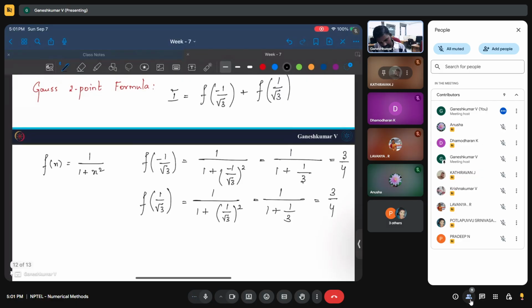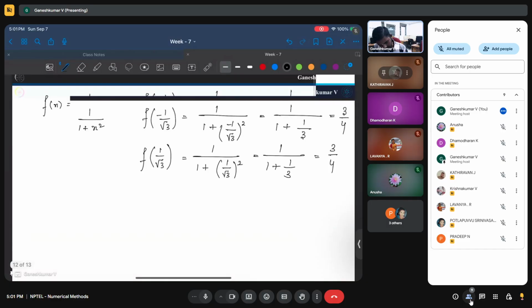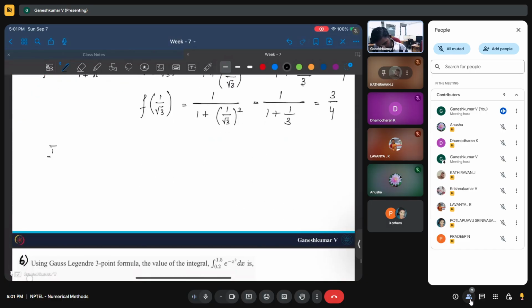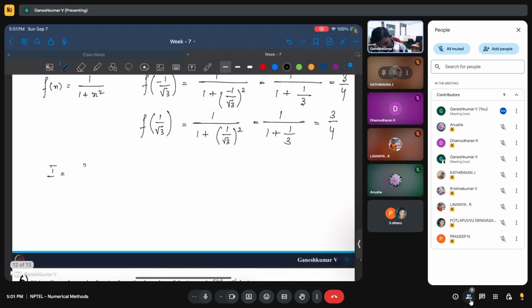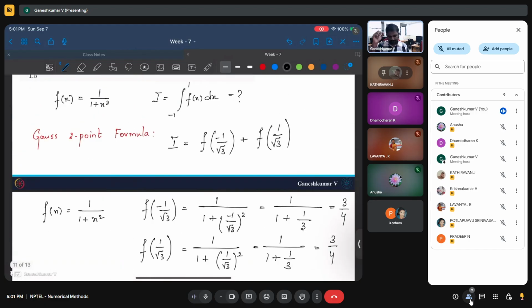All right, let's substitute it. I is equal to 3 by 4 plus 3 by 4, which is 6 by 4, which is 3 by 2, is equal to 1.5. So your answer is 1.5.